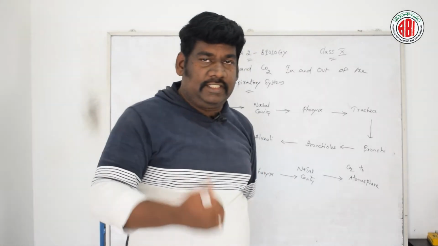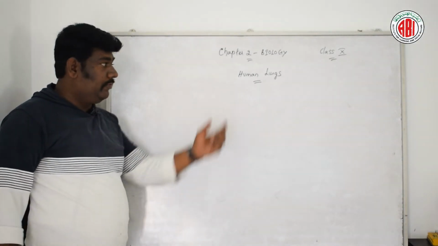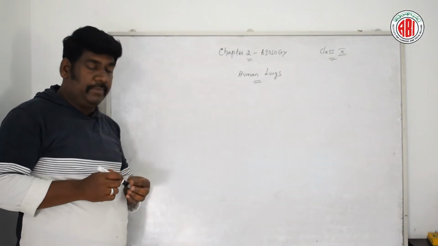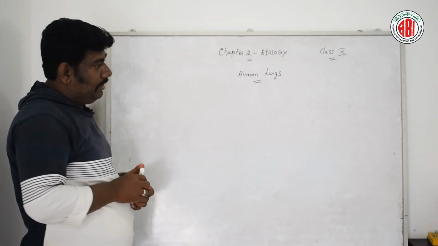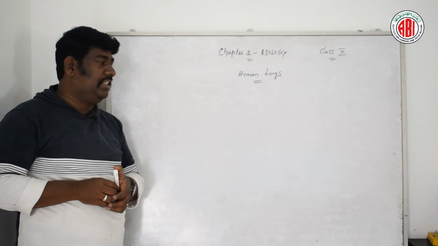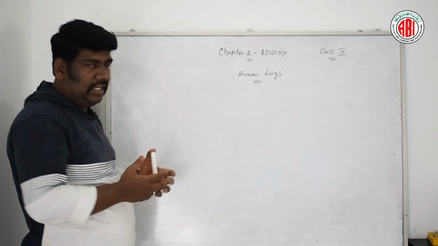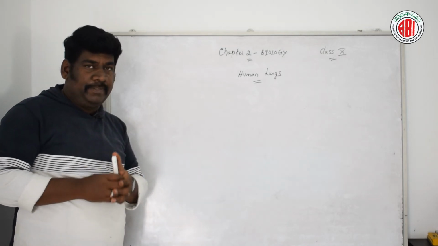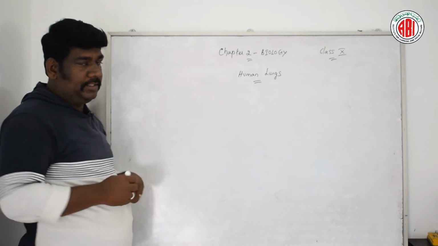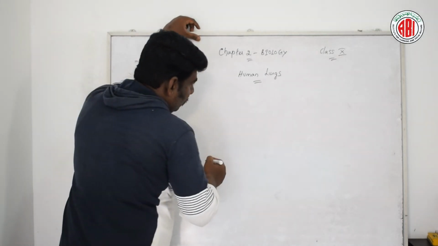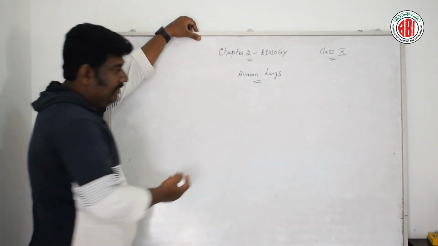Now let us discuss the next diagram from chapter 2. We are going to discuss the most important diagram from chapter 2, that is the human lungs. It is one of the major respiratory organs involved in the exchange of gas, breathing, inhalation and exhalation. It is involved in respiration. You may expect structure based questions on this diagram, so follow me on how to draw the human lungs. It is very simple.